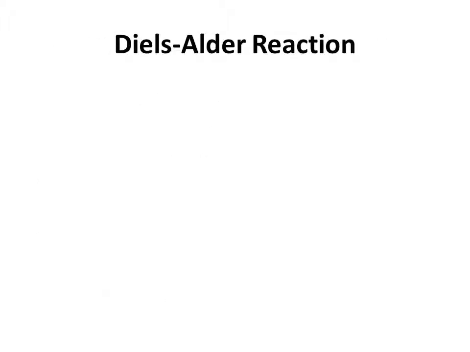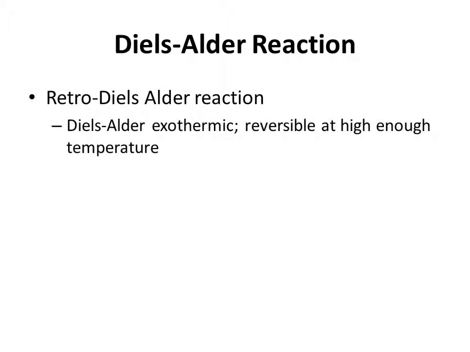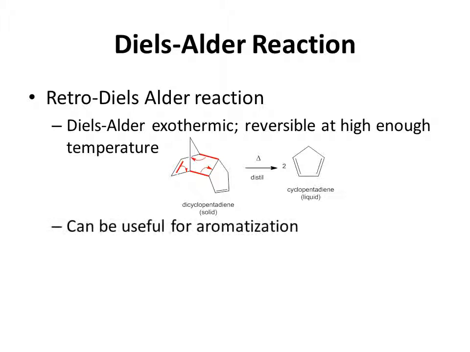The Diels-Alder reaction can be reversed. This is known as a Retro-Diels-Alder reaction. Since the Diels-Alder reaction is exothermic, at high enough temperature you can reverse the process, such as with dicyclopentadiene becoming cyclopentadiene. The reaction can also be useful for making aromatic rings.